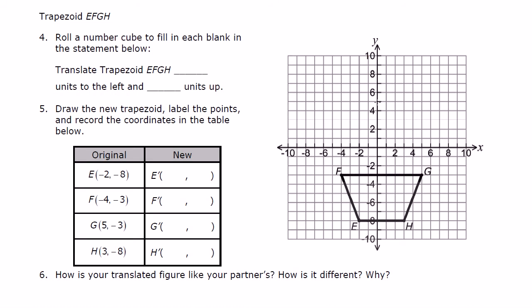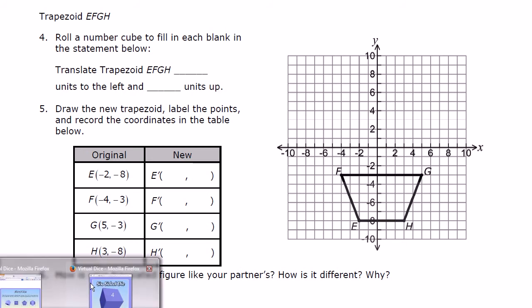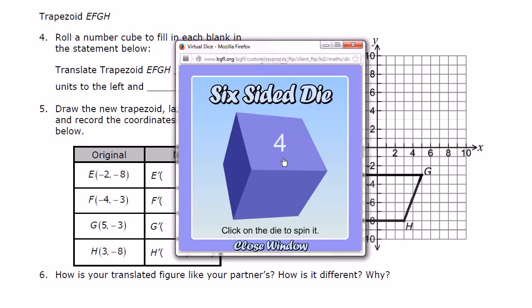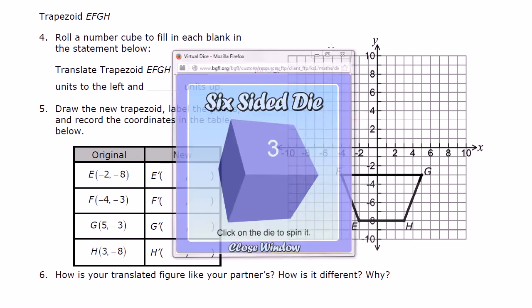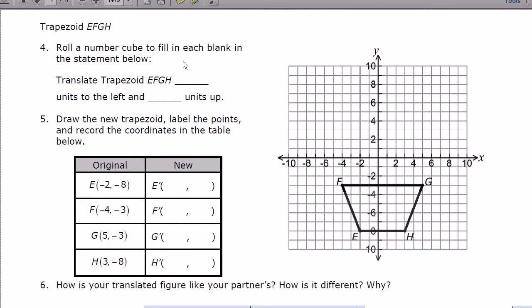Okay, here's number 4. Roll a number cube to fill in each blank in the statement below. So the first thing we're going to do is roll that number cube again to fill in that blank and that blank, to see how many spaces we're going to be moving to the left and how many spaces we're going to be moving up. So here's my number die again. I'm going to roll it once. First number is 5 and the next number is going to be 3. So that's the numbers I'm going to put in.